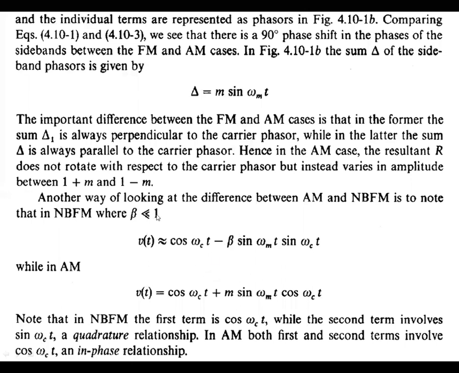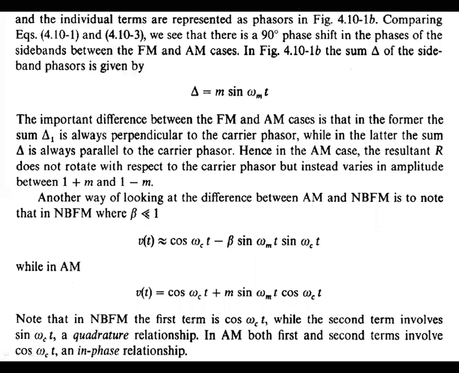At β much less than 1, v(t) = cos ωct − β sin ωmt sin ωct, whereas in AM it should be v(t) = cos ωct + m sin ωmt cos ωct. Note that in narrowband FM, the first term is cos ωct, while the second term involves sin ωct, a quadrature relationship. In AM, both the first and second terms involve cos ωct, an in-phase relation.